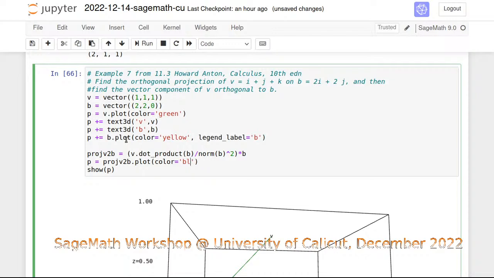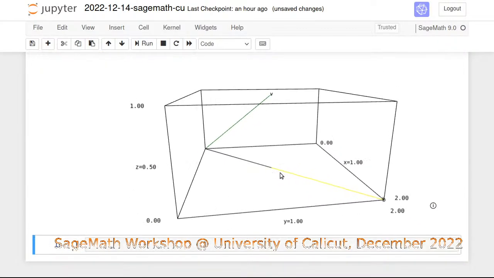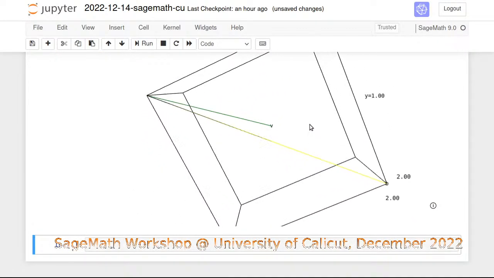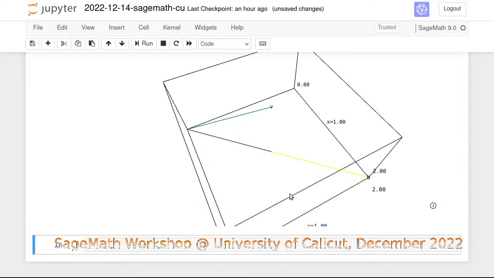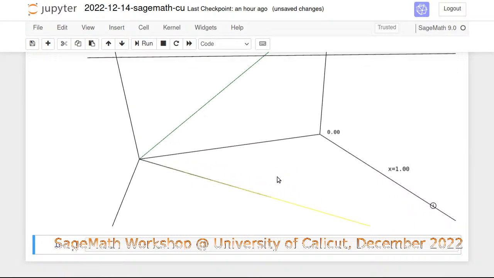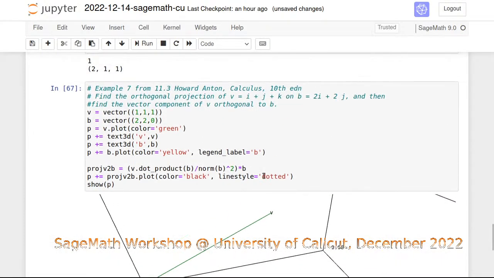Color black. I don't know if line style will work. Dotted, and p plus, because otherwise the previous things will be completely gone. Is there any such thing appearing here? Is the line style? I think so. It is probably dotted. I don't exactly know.